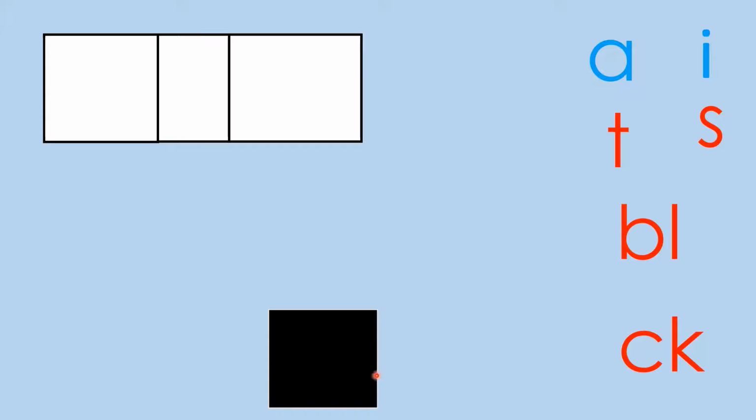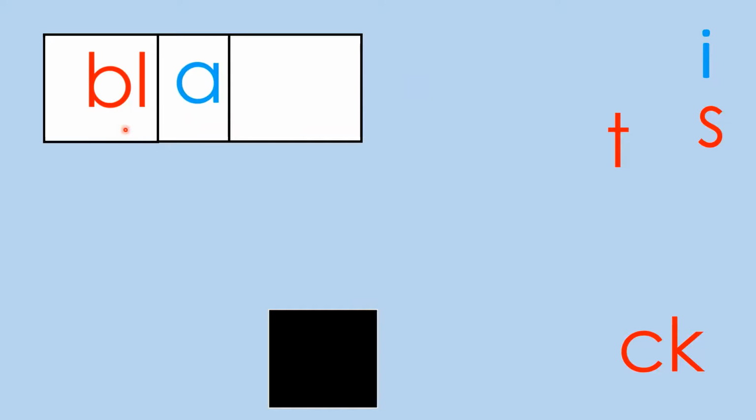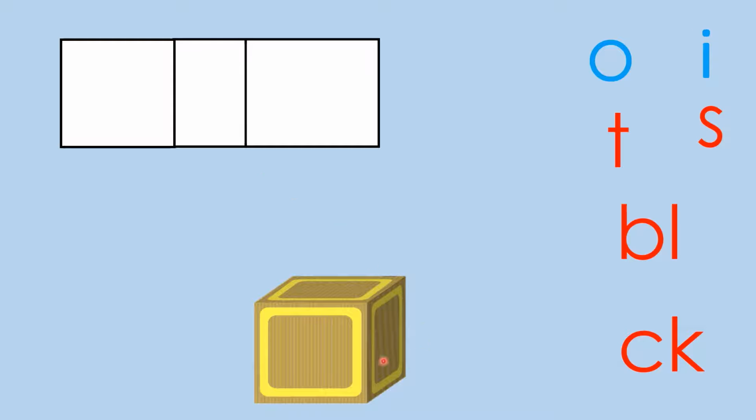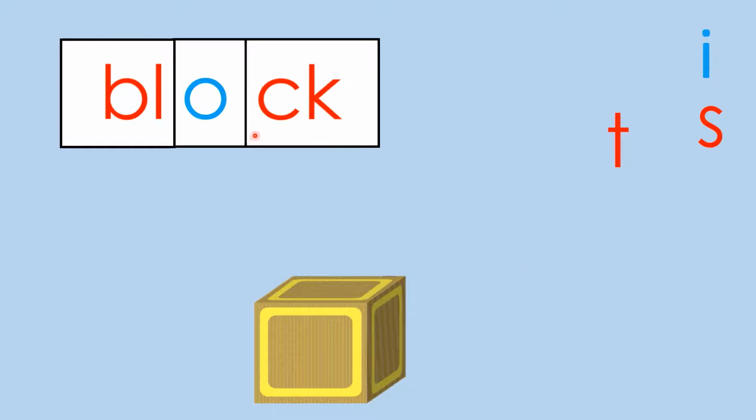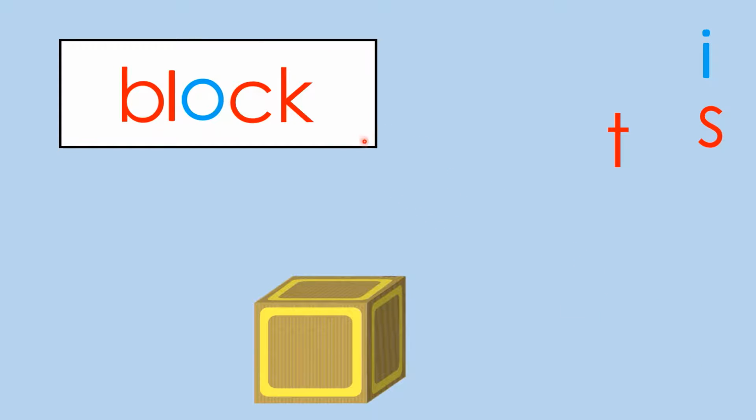Now we are going to make the word black. B, b, a, b, a, k. Black. Now we are going to build block. B, b, a, b, a, k. Block.